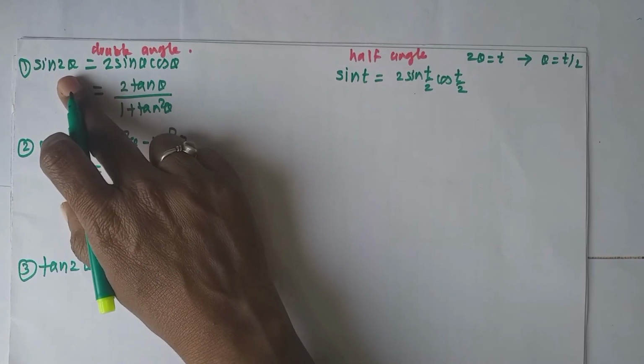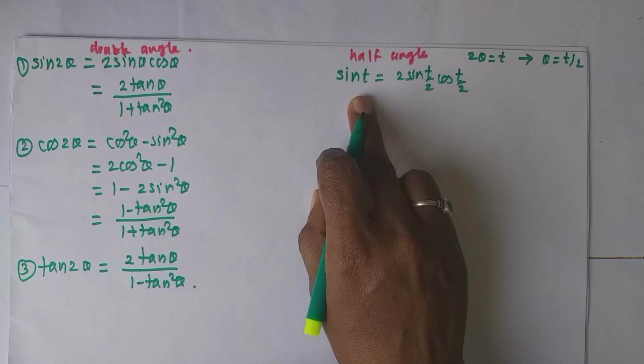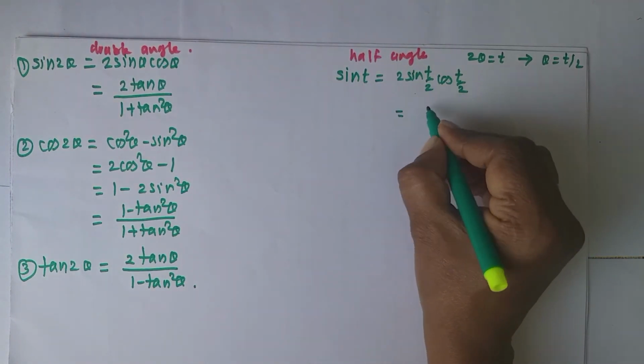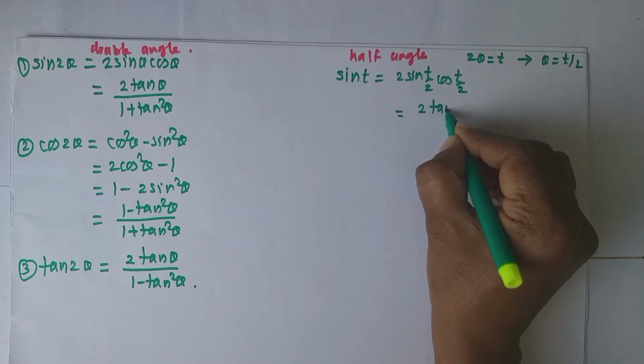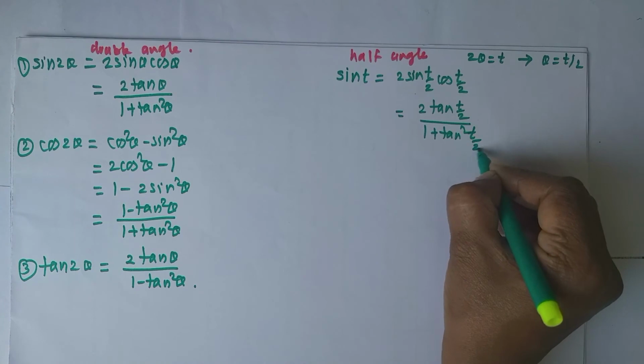Means if the angle is 2 theta, then its half angle is theta. If the angle is t, then its half t by 2 is here. Then what happens to this formula? This will be 2 tan t by 2 divided by 1 plus tan square t by 2. Okay.